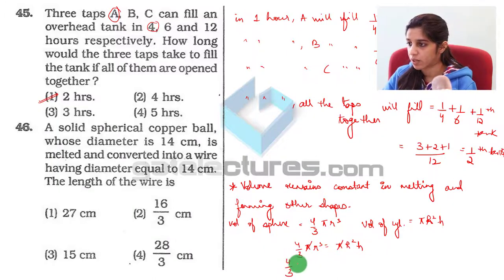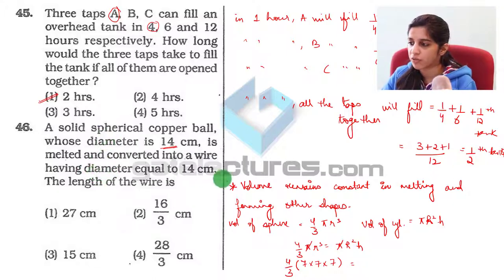So radius was 7 cm, they've given diameter. Just be a little bit careful in this also. In questions, they're generally giving the diameter only, okay? And when we are putting in the formula, we are putting radius. So just halve it, okay? Don't forget this, because it'll yield you a wrong answer otherwise.